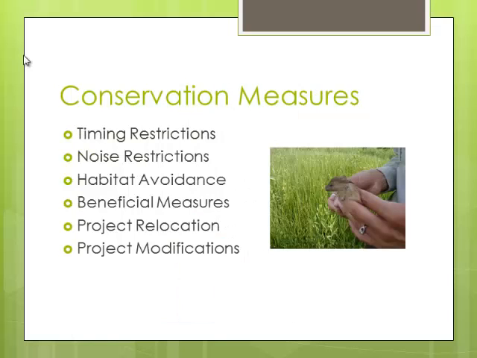So your conservation measures are often timing restrictions. Some of our species are migratory and not there all the time. Noise restrictions, potentially habitat avoidance, beneficial measures for the species, project relocation. There are times when we may be able to relocate a project or parts of a project, or some project modifications.